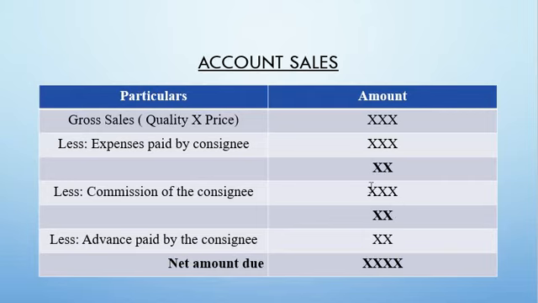So the entire expenses he makes on the goods, then his commission, then any advance that has been paid by the consignee to the consignor, are also deducted, and the net amount is told to the consignor. This is the net amount that is borne by the consignor for selling the goods. I hope you have understood this class.